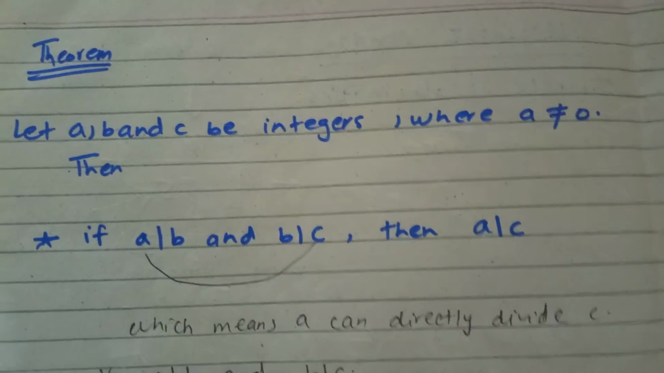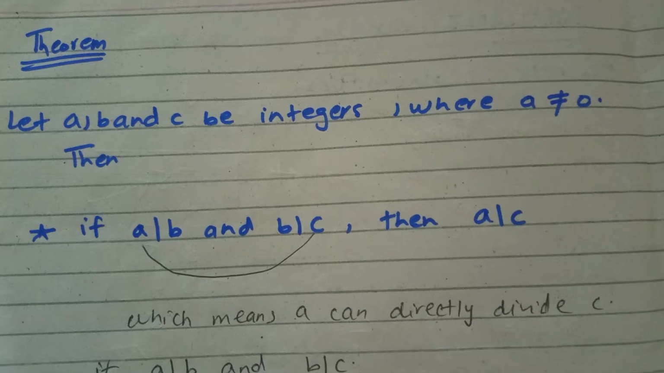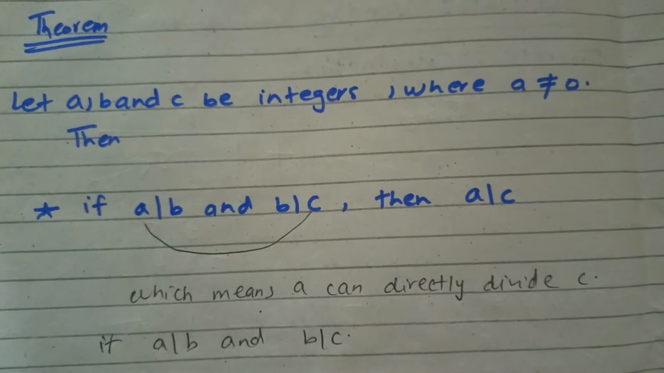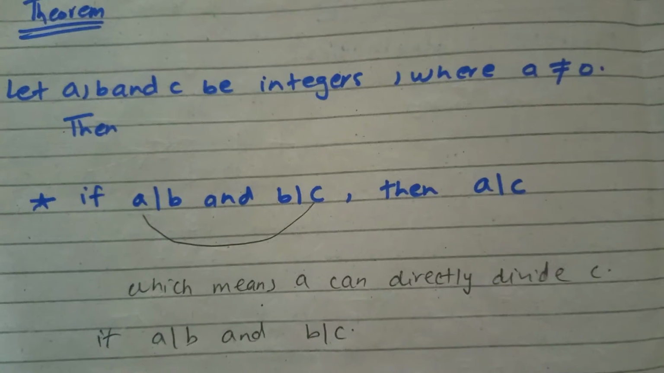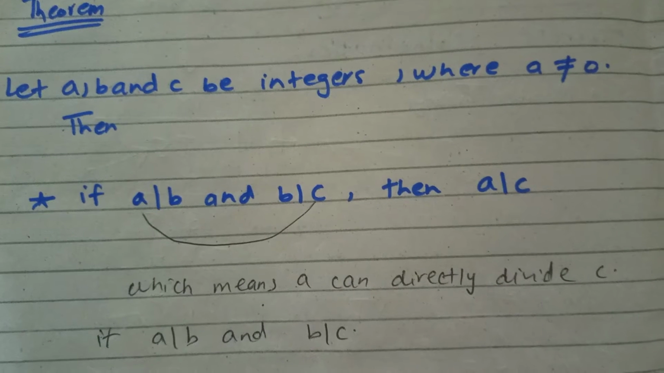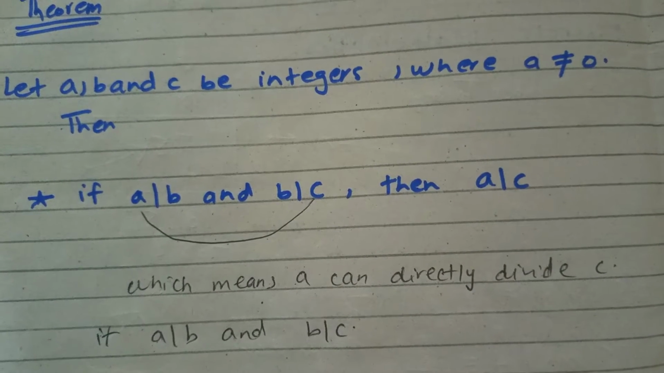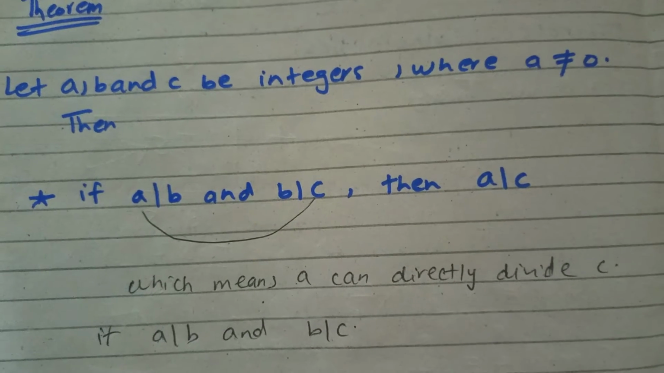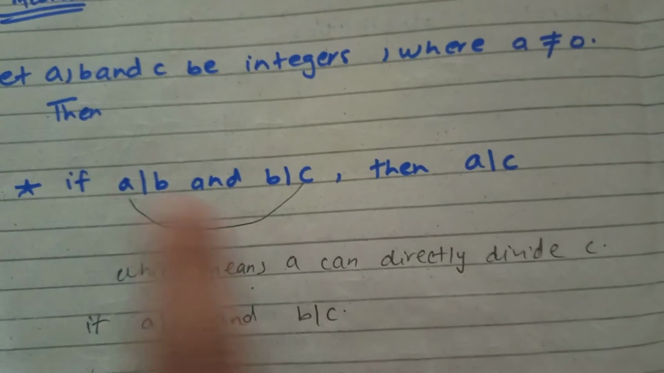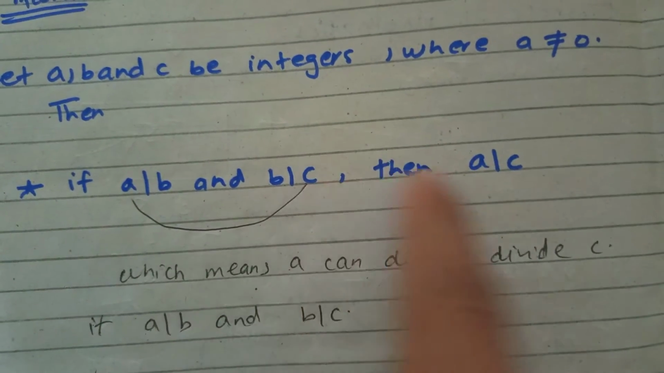Heading towards a theorem. Let a, b, and c be integers where a is not equal to 0. Then if a divides b and b divides c, then a divides c. Which means that if b can be divided by a and c can be divided by b, then a can be divided by c too. It means a can directly divide c now. Both conditions are there, but now a can divide c.